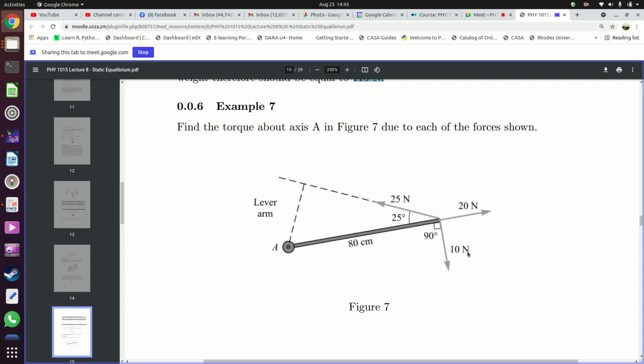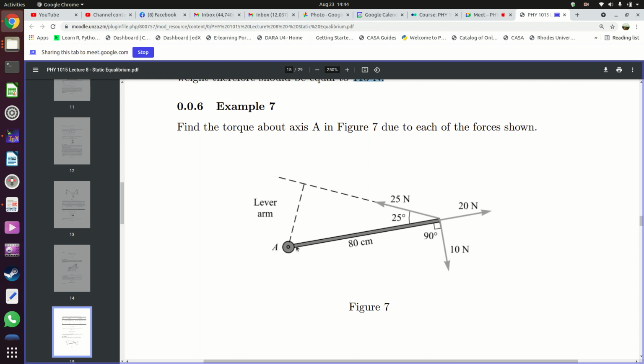For this force here, which is 10 newtons, that's going to be this distance up to there. That's going to be 0.8 times sine 90, which is just going to give you 0.8. Then you multiply by this, you're going to get your torque. The interesting part is this force here, 20 newtons. As you can see, the line of action of this force passes through the pivot. If a force passes through the pivot, that force does not produce any torque. Are we clear?